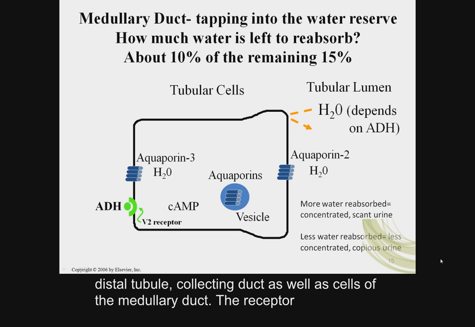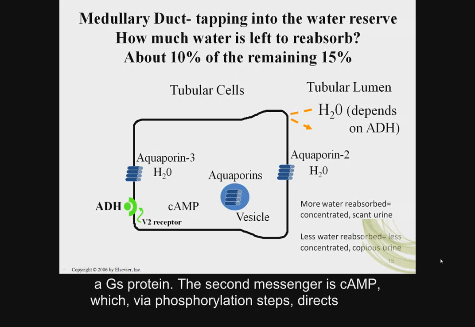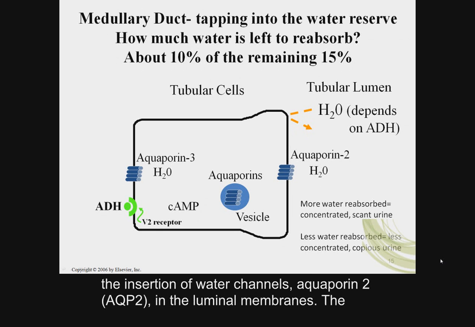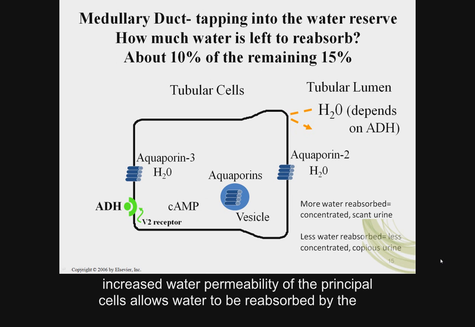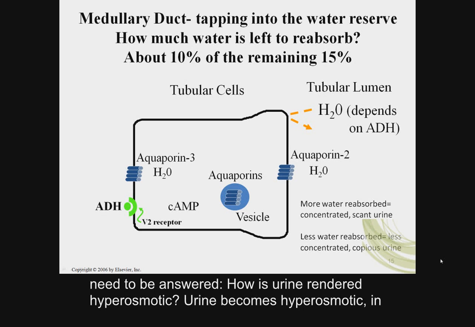The receptor for ADH on the principal cells is the V2 receptor, which is coupled to adenylyl cyclase via a G protein. The second messenger used is cyclic AMP, which, through phosphorylation steps, directs the insertion of water channels, aquaporin 2 specifically, in the luminal membranes. The increased water permeability of the principal cells allows water to be reabsorbed by the collecting ducts and makes the urine concentrated, or hyperosmotic.